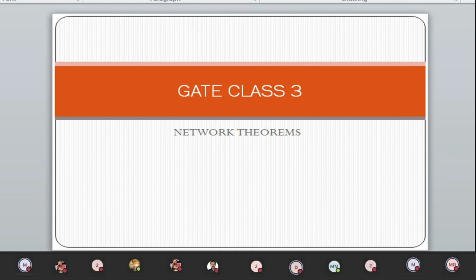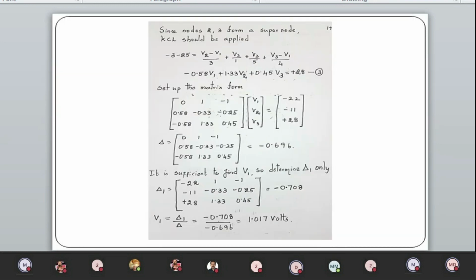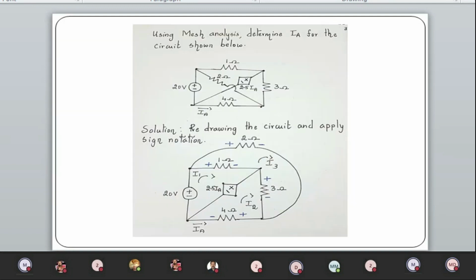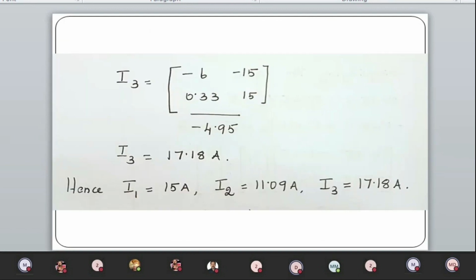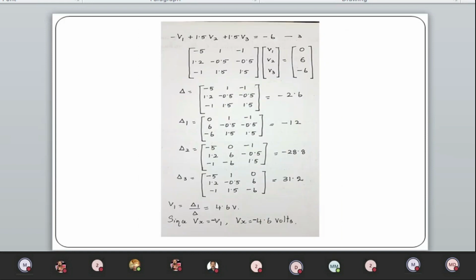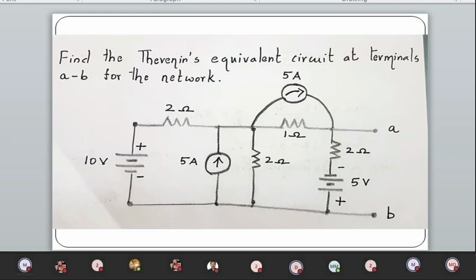Okay, now let us focus our attention on Thevenin's theorem first, right? Now consider this question given. Find the Thevenin's equivalent circuit at terminal AB of the network. So you should always understand one thing.